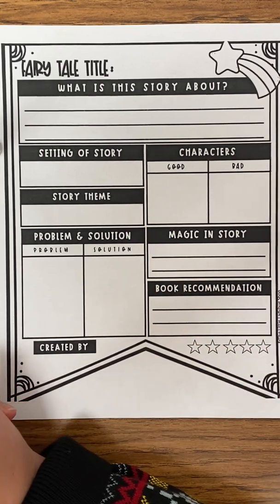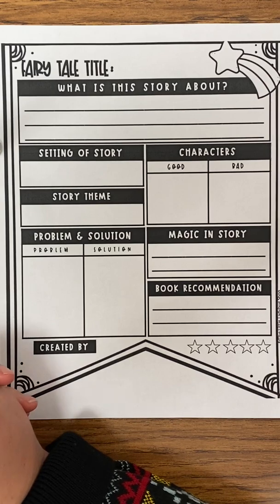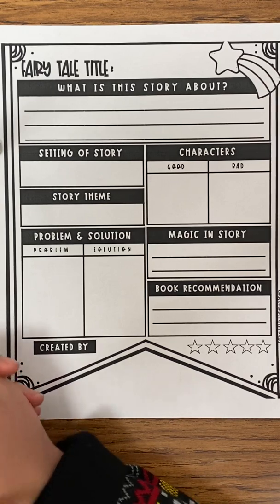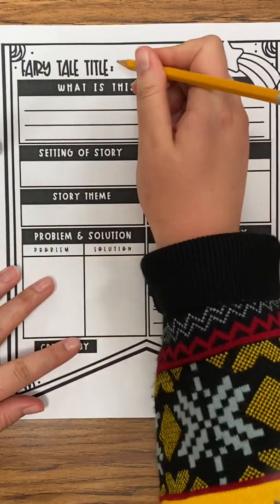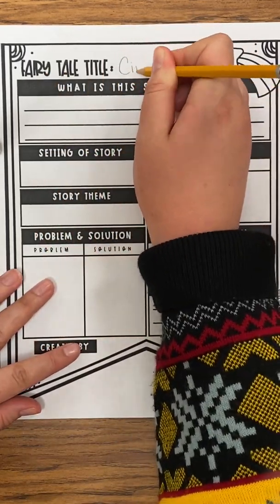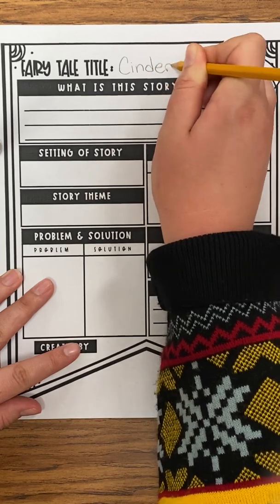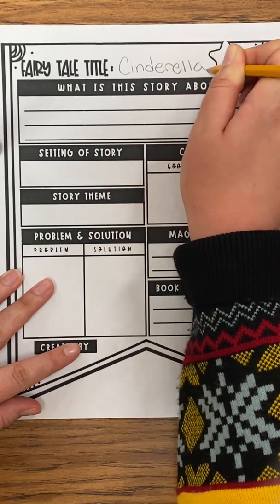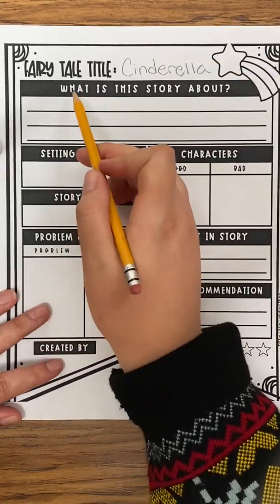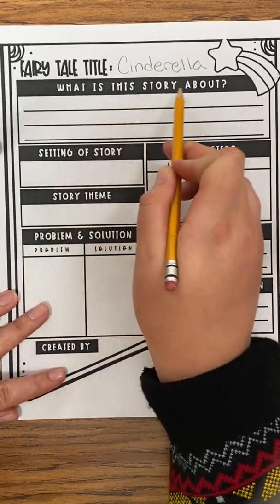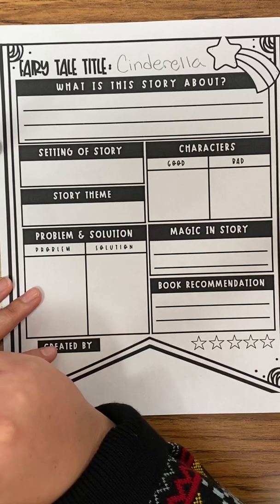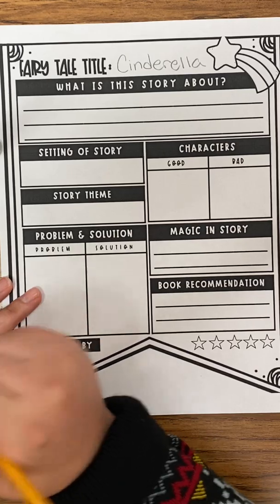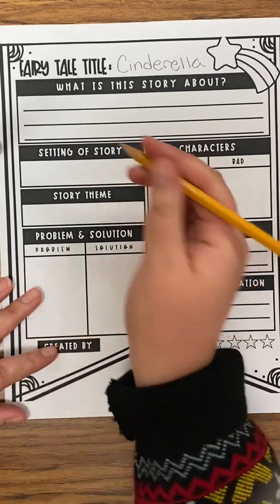And then you're going to go off on your own into Schoology and do the rest of your assignments on your own. So we're just going to go ahead and right at the top, fairy tale title. Our title is Cinderella. Okay, so first things first, what is the story about? Well, we're going to use complete sentences while we're doing this. So boys and girls, make sure you follow along with me, please.